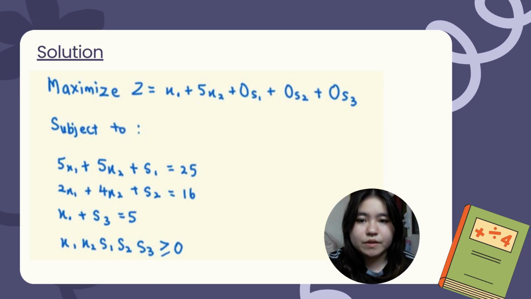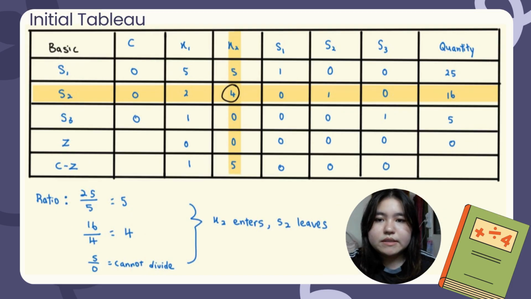First, I converted all constraints into equations by adding slack variables. The slack variables are S1, S2, and S3. This is important because the simplex method uses equations instead of inequalities. This is the initial table.